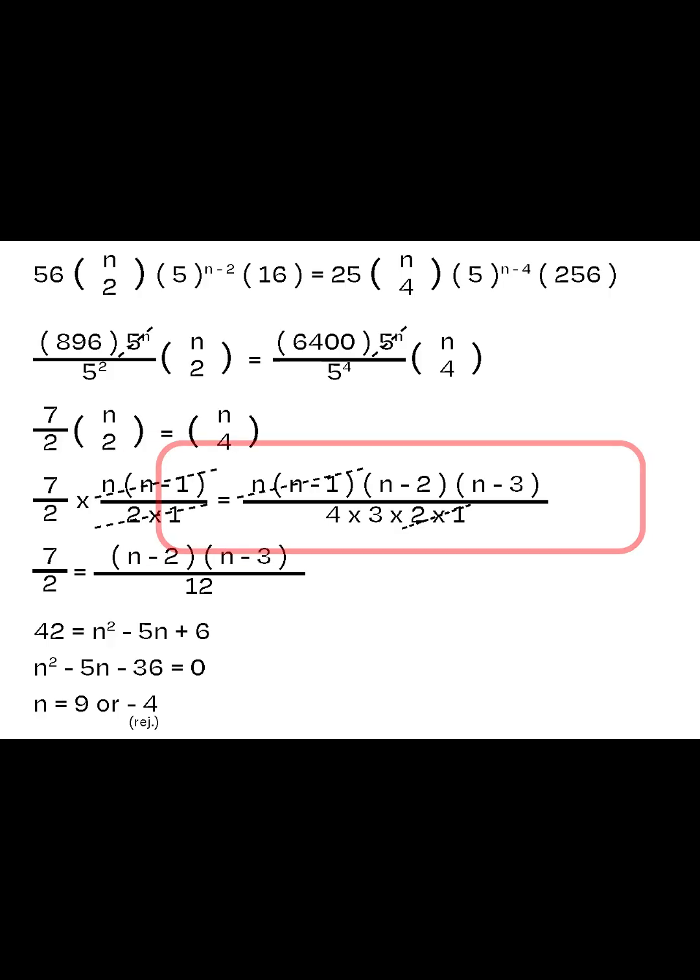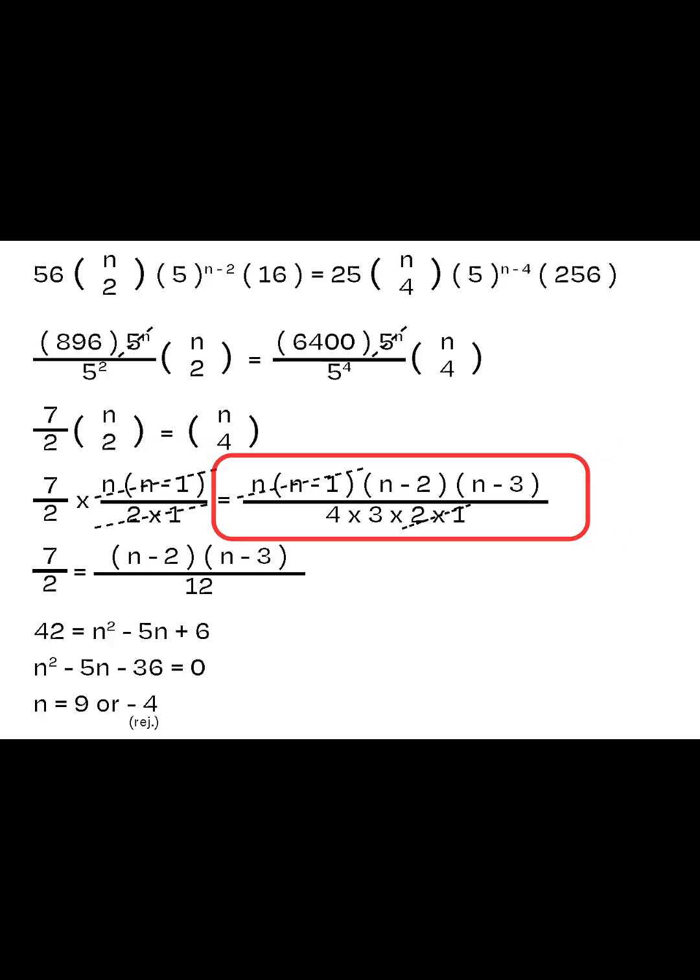Then on the right side, how do I expand nC4? Remember, 4 means that there are 4 things on top, 4 things below. We're going to start with n in the numerator, decrease it by 1 to n minus 1, decrease it by 1 again to n minus 2, decrease it by 1 for the final time to get n minus 3. And then in the denominator, we're going to start with 4, then decrease by 1 to get 3, decrease by 1, and decrease by 1 again.